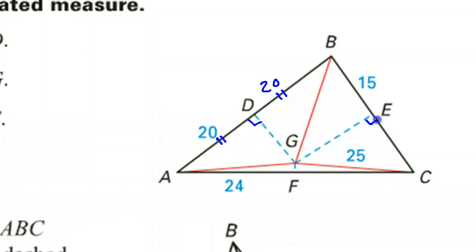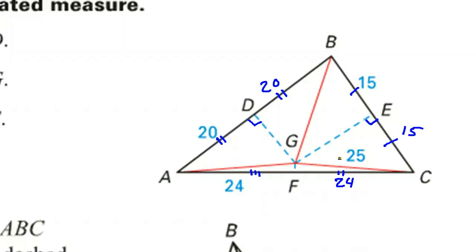Same thing is happening over here. This is a bisector, so this should be a midpoint. So if this is 15, this is 15. Same thing over here. This is a bisector, so F is the midpoint. So if this is 24, then this is 24 over here.